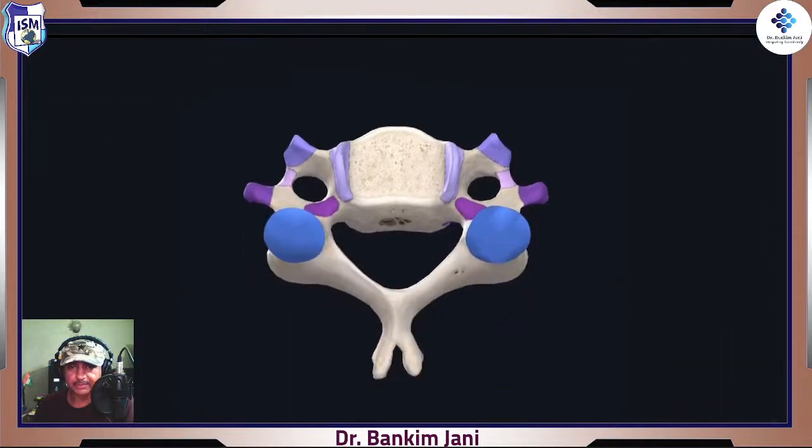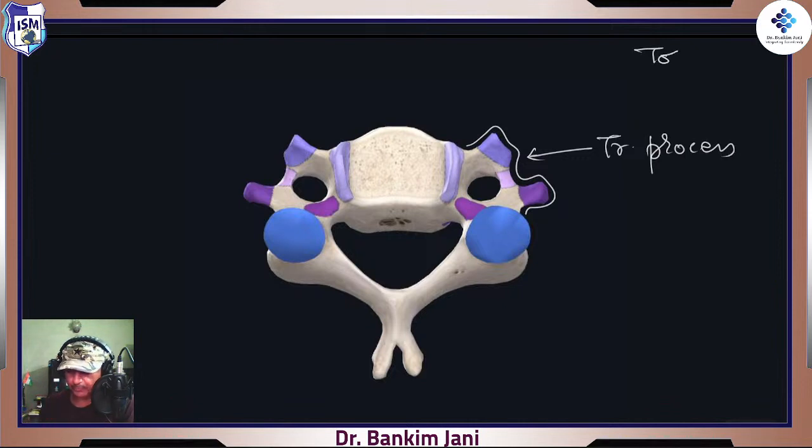Now here we understand three important things. Transverse process, till this point we were telling that, okay, this is the transverse process. Yes, it is a transverse process, right? We'll write down, it is a transverse process. This is a top view, because uncinate processes are seen. And this one is anterior because the spinous process is posterior.